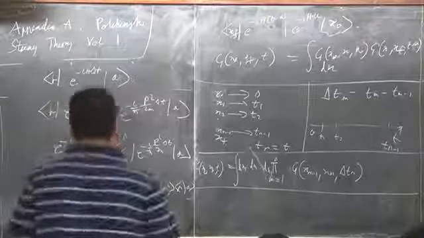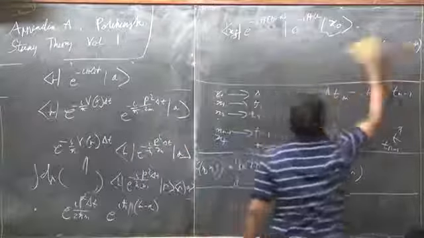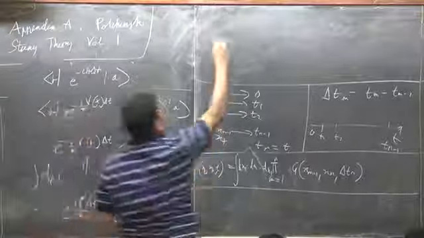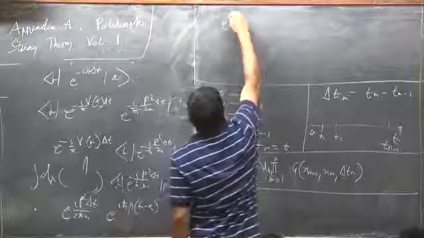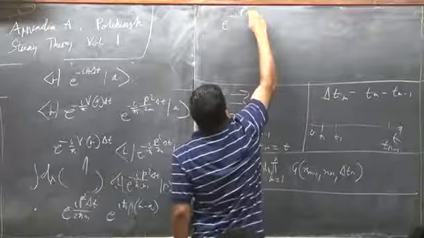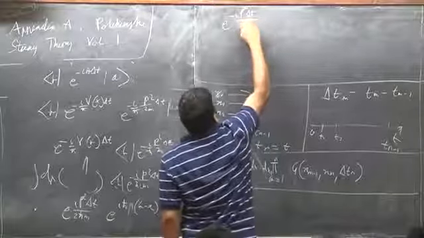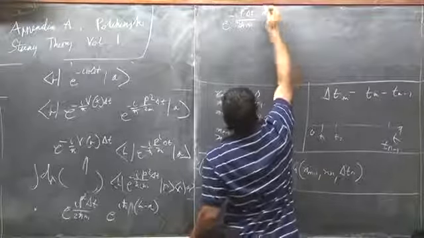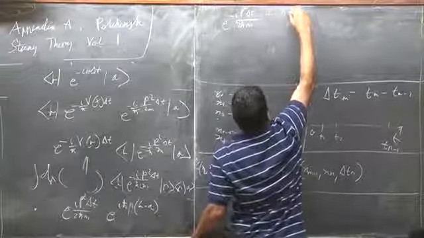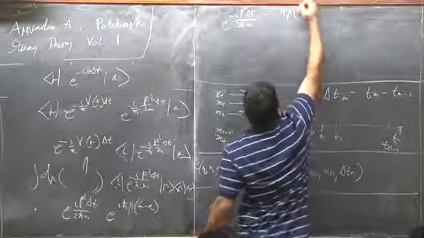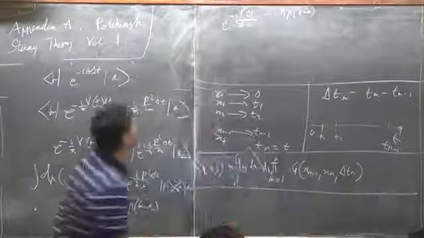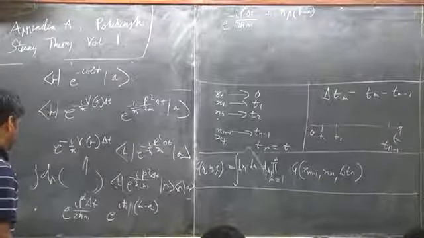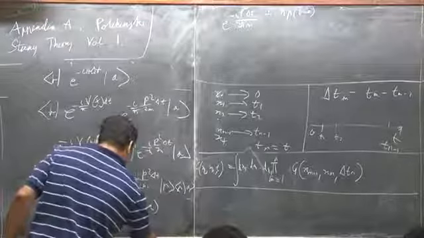Okay? So, what have we finally concluded? We finally concluded that we have e to the power minus i p squared delta t by 2 h bar m times e to the power i by h bar p into b minus a. H bar should be in the denominator. Okay, here.